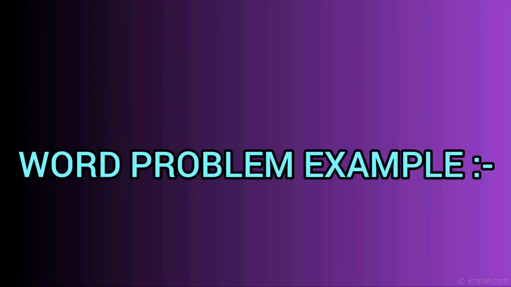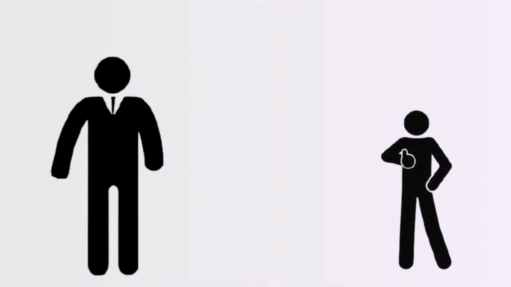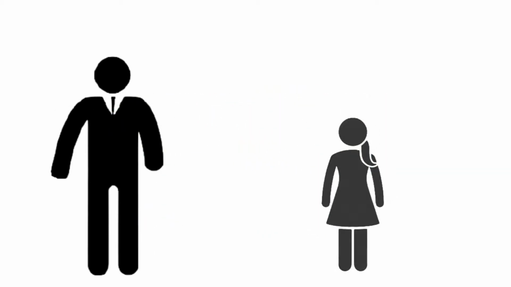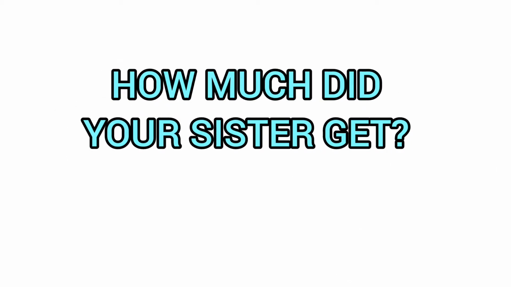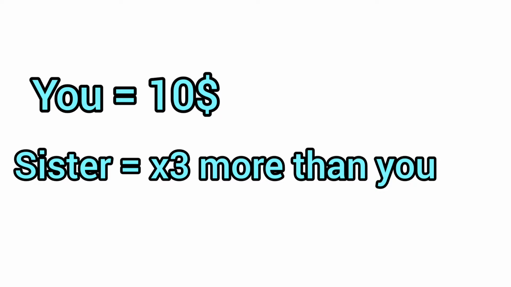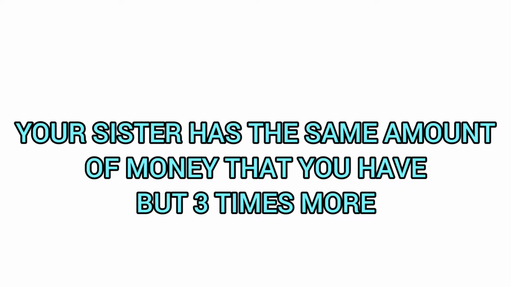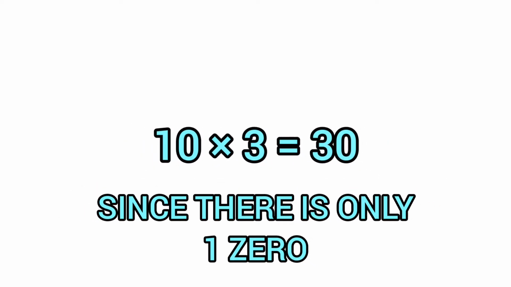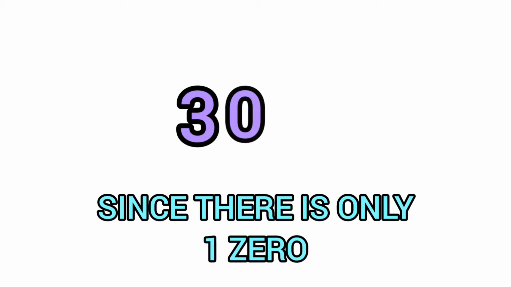Word problem example. Okay, your father gives you $10 and he also gave your sister 3 times more than you. How much did your sister get? Let's find out. You have $10 and your sister has 3 times more than you. So that means your sister has the same amount of money that you have, but 3 times more, so that means 10 into 3 is equal to. Since there is only 0, keep 3 and put the 0, and the answer becomes 30. So your sister got $30 from your father.